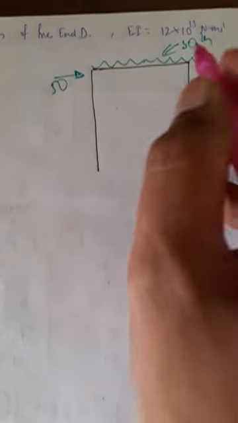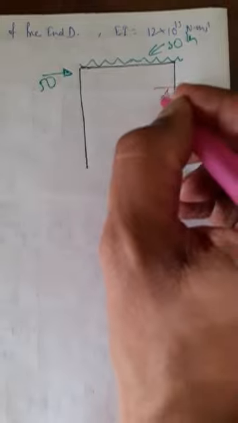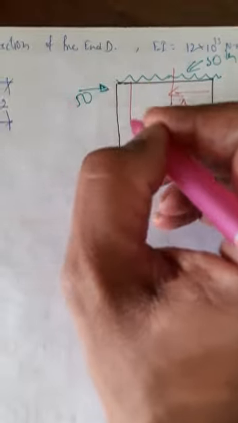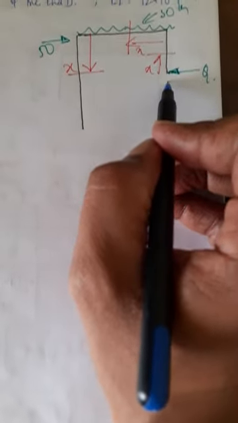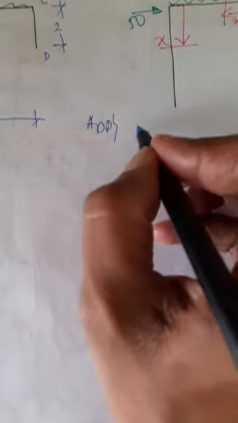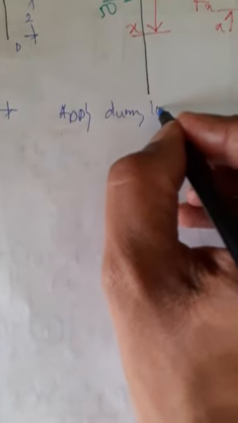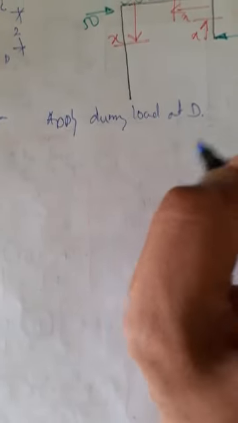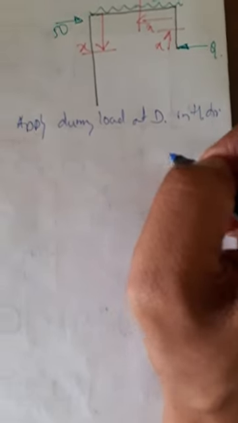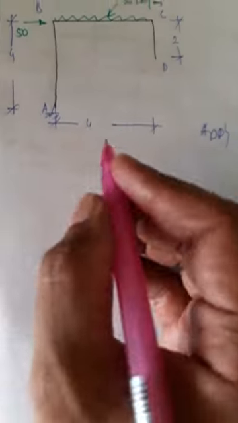Now I have to make these sections. So I have to analyze part by part. I am going to take the first section like this, second, third. Since there is no point load at point D, I am applying a dummy load at point D in the horizontal direction. Now put the table and write the values.